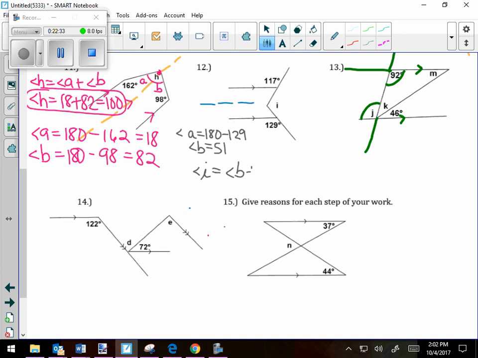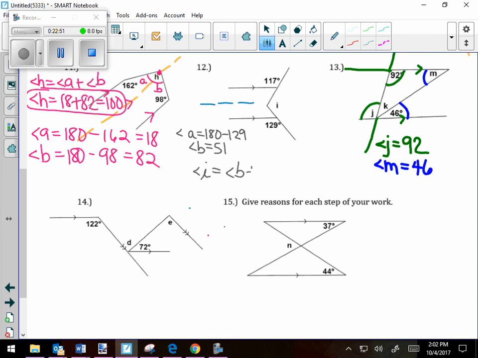Alternate interior angles. So I have that angle J is equal to 92 degrees. I also know that angle M and angle of 46 degrees are alternate interior. So angle M is also equal to 46 degrees.